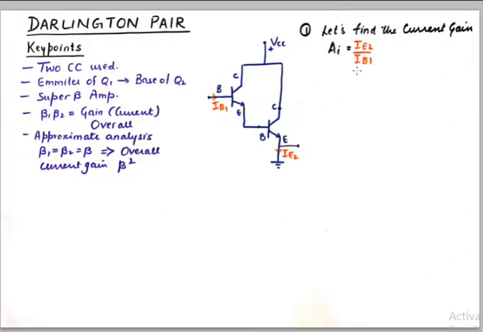Let's first find out the current gain. The current gain here can be thought of as IE2 upon IB1. The current here at the output is IE2, let us say, and the current at the input is IB1. So the overall current gain of Darlington pair will be AI, which is IE2 upon IB1.